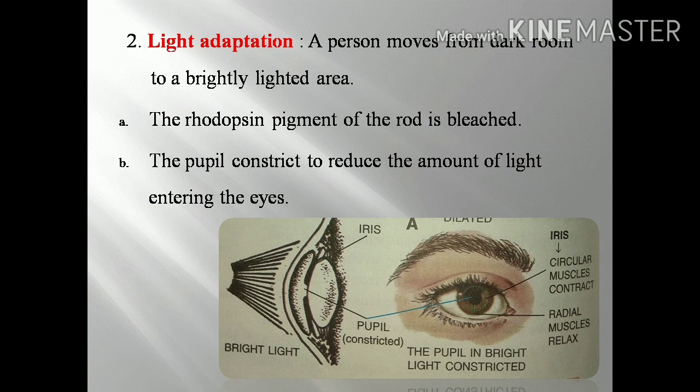Circular muscles contract, radial muscles relax, and the pupil constricts. It allows only a small amount of light rays to enter the eye. So this is the light adaptation.